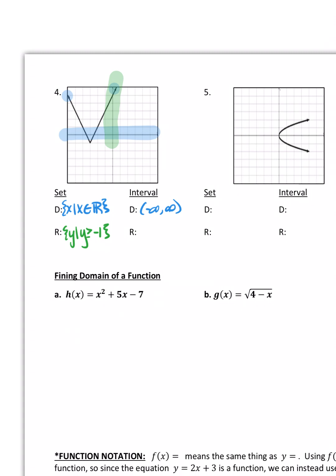And it does include the negative 1 because this is like a closed dot right there. So this would go from negative 1 to infinity. It does include negative 1, so it gets the hard bracket and a parenthesis on this one.